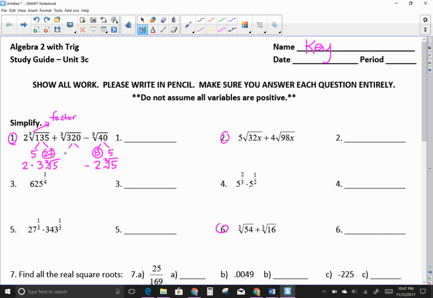And then the last one I have, if I divide 320 by 5, then I will find out that it goes 64 times. Again, a perfect cube. And the cube root of 64 is 4. So this is going to be plus 4 cube roots of 5. So what I have is 6 cube roots of 5 plus 4 cube roots of 5 minus 2. 6 plus 4 is 10, minus 2 is 8. So that leaves me with 8 cube roots of 5.